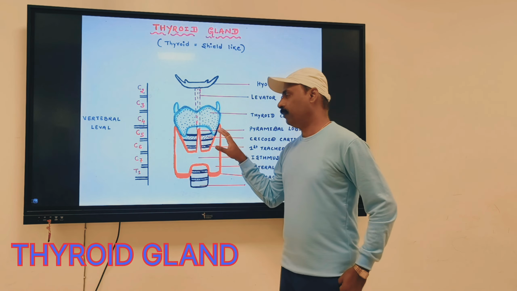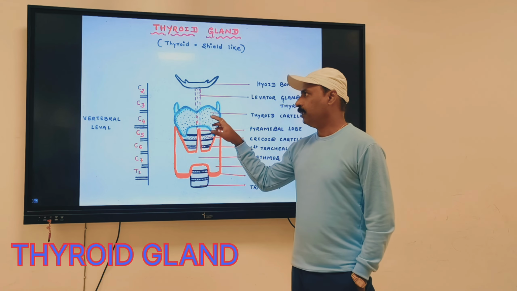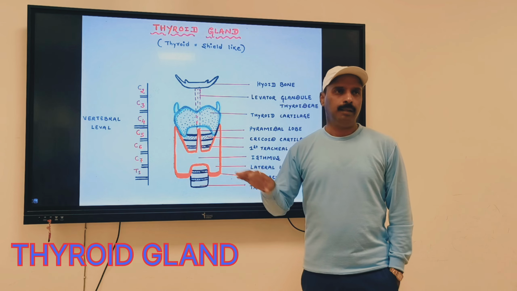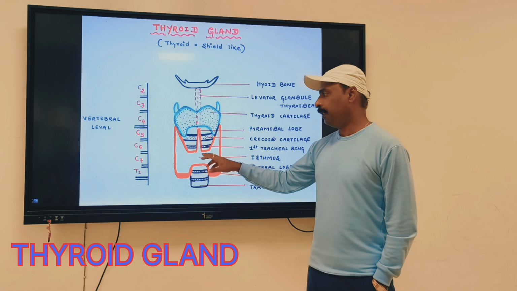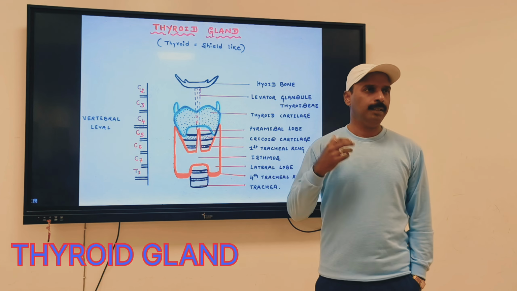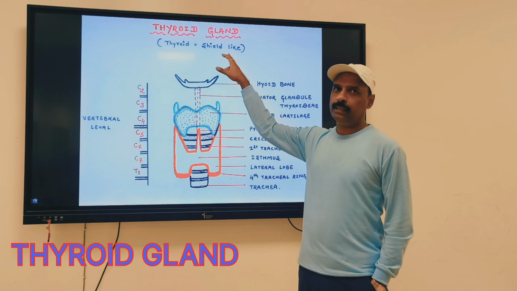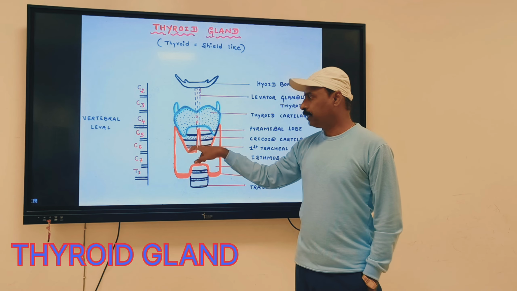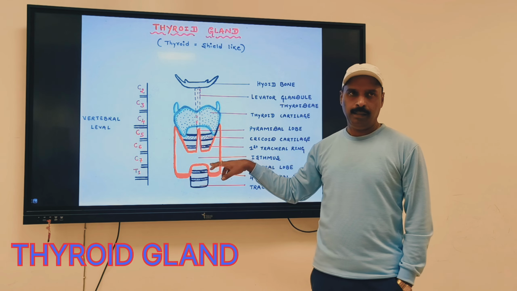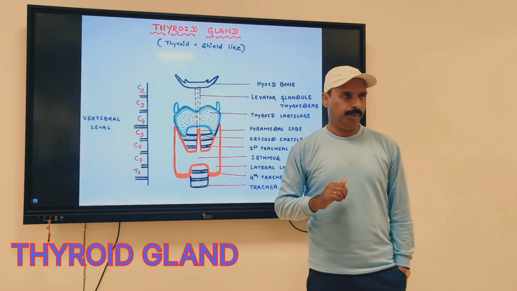This thyroid gland is one of the endocrine glands, which is situated in the lower part of the front side of the neck region. The word thyroid is derived from the Latin, meaning shield-like. It appears like a shield, so this name is given to the thyroid gland.